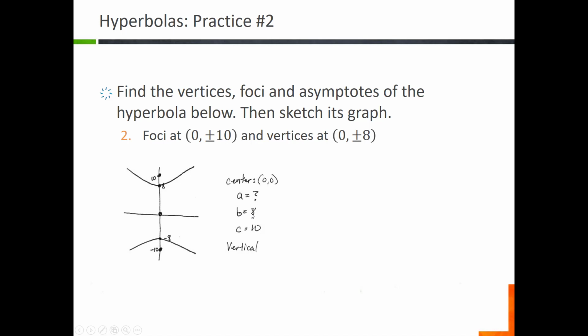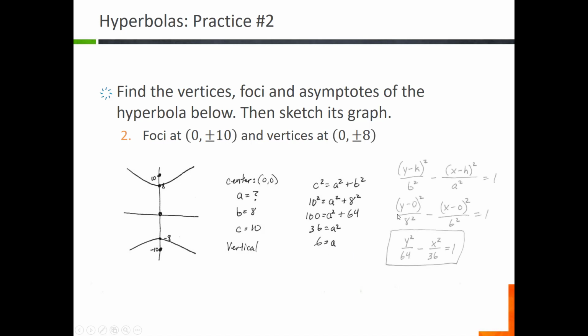Don't know a, but we do know b is 8. That's the distance from the center up to the vertex. C is 10. That's the distance from the center to the foci. And as we've already said, it is a vertical hyperbola. So in order to write the equation, we need to figure out a, which we can do using c squared equals a squared plus b squared. We plug numbers in, simplify, and we get a is equal to 6.